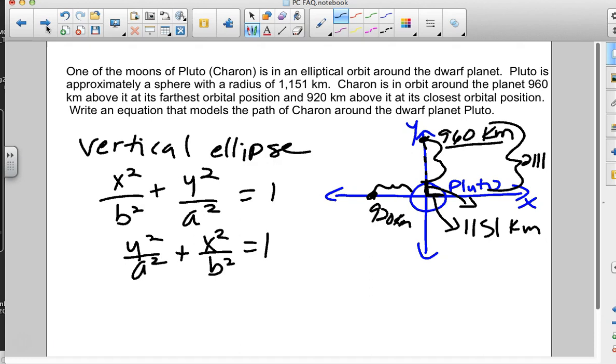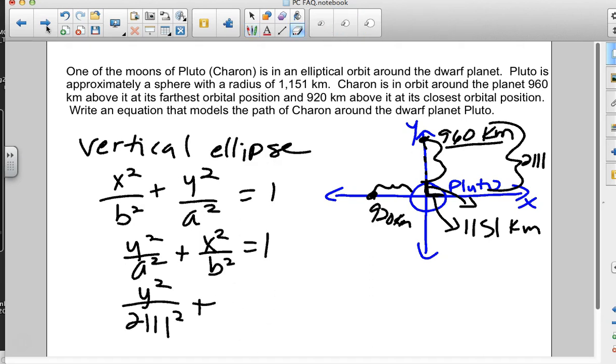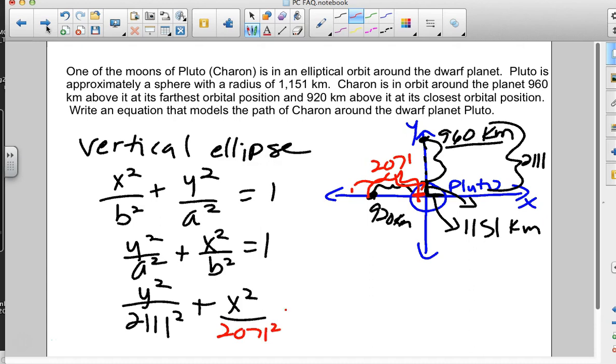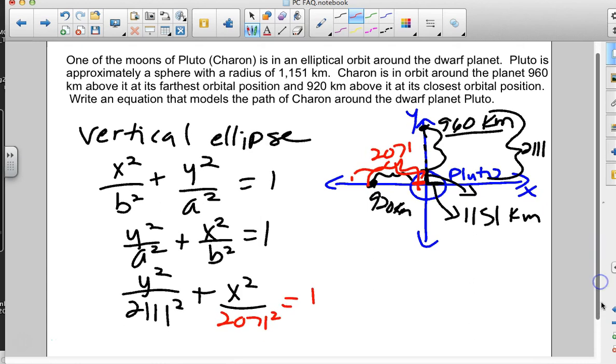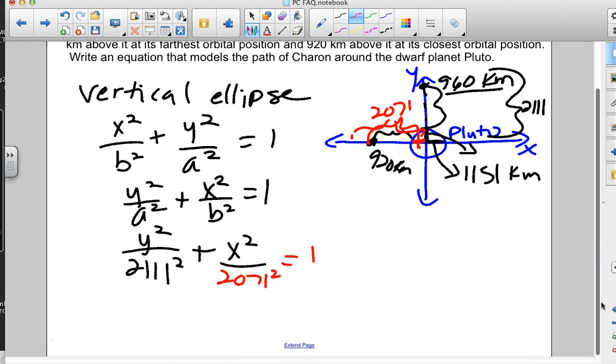So I'm going to need y squared over 2,111 squared. And I need to go after b squared the same way. So I've still got 1,151, but I need to add 920. And that gives me 2,071 all the way to the center here. Actually, I should just put it right there. So that'll be 2,071 squared equals 1. Now these are larger numbers, so we could certainly just leave it like that.